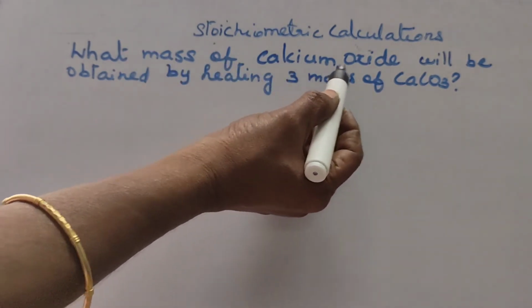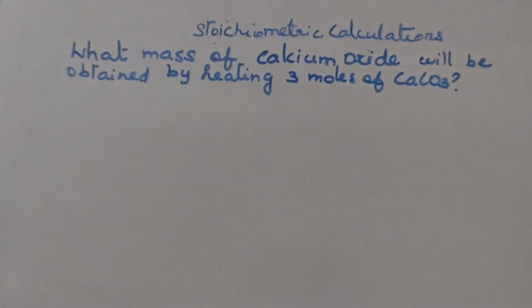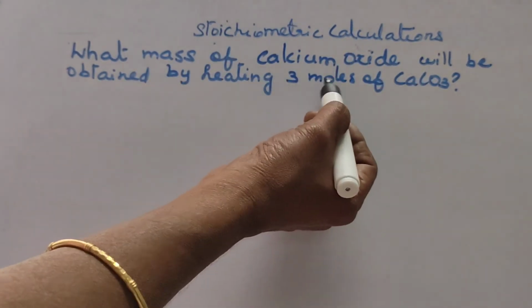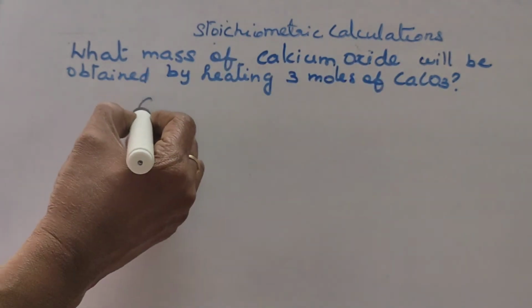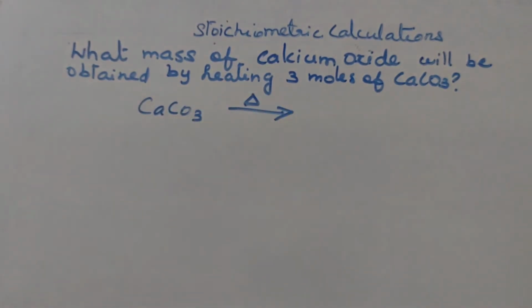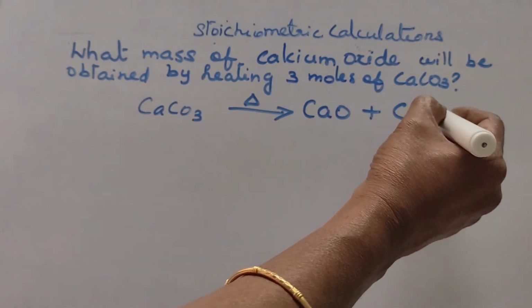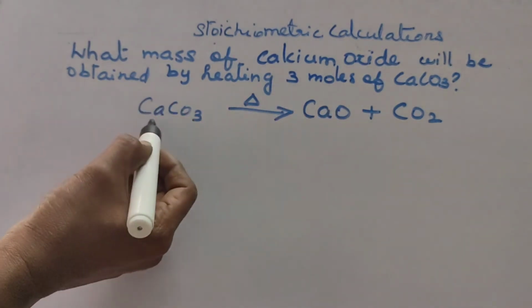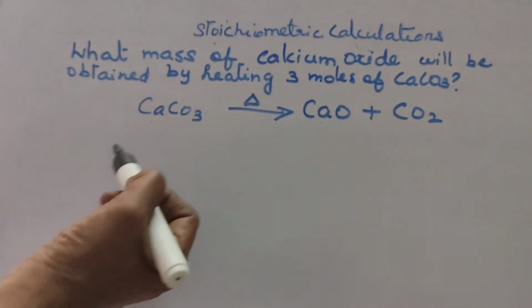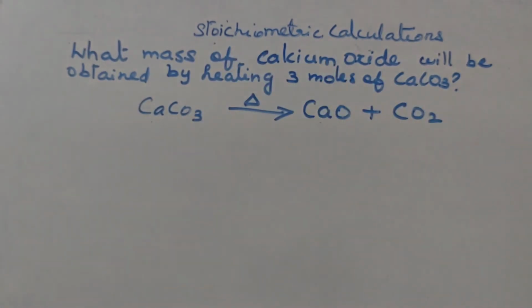What mass of calcium oxide will be obtained by heating 3 moles of calcium carbonate? Heating 3 moles of calcium carbonate. This reaction we have studied in 10th standard. Calcium carbonate on heating will produce calcium oxide plus carbon dioxide. Balance: 1 Ca, here also 1 Ca, carbon 1, here also 1, oxygen 3, here also 3. So, it's self-balanced.